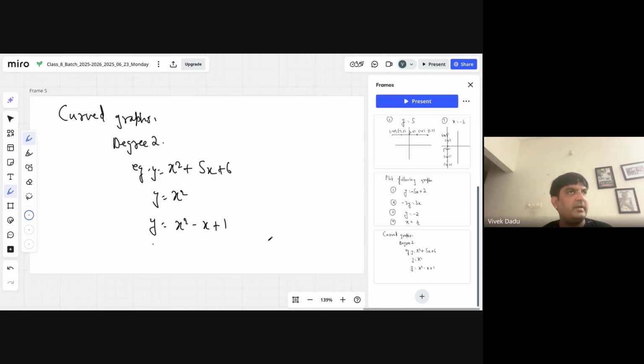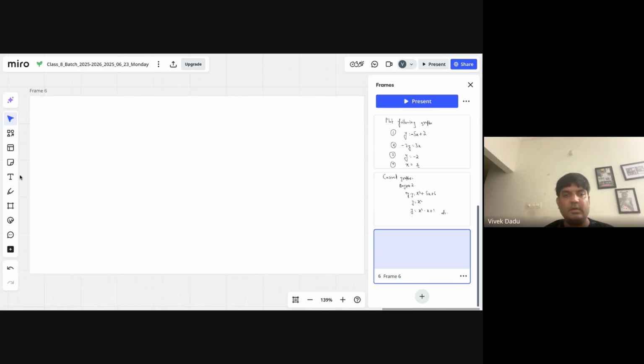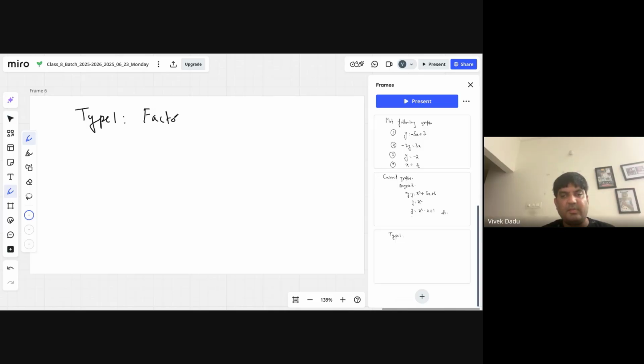Okay, all these. Now, there are multiple types here. Type 1. Type 1 is factorizable with 2 points on x-axis.